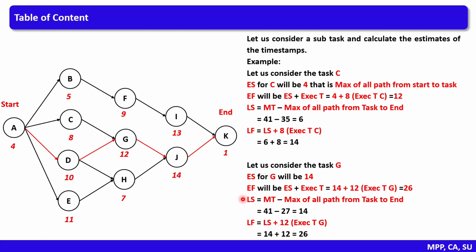Now let us move on to late start. Late start is the difference between minimum time and maximum of all paths from task to end. Here minimum time is 41 and maximum of all paths from task to end, that is from G to K, is 27. So 41 minus 27 makes 14. Based on late start, we estimate late finish. Late finish is the sum of late start and the execution time of the task. So here the execution time of task G is 12. So 14 plus 12 makes 26. So late finish for task G is 26.